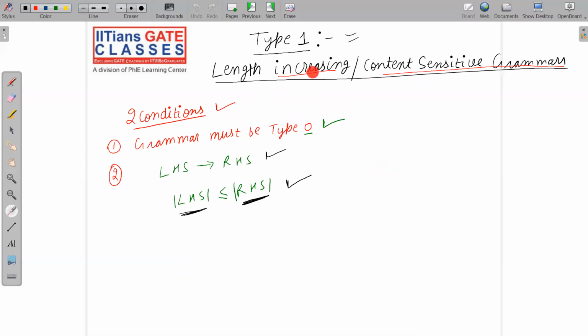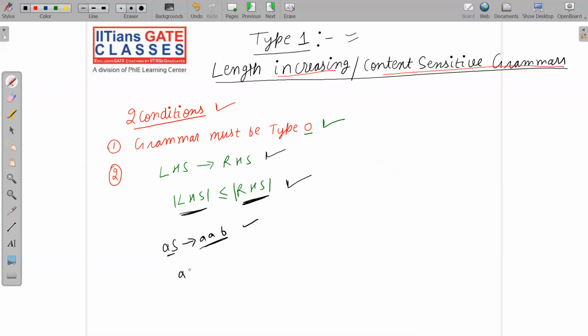Now type 1 is known as length increasing or context sensitive. Length increasing means that the length of LHS should be less than or equal to the length of RHS. Let me give you some examples. Like I say AS implies AAB. This is correct. The length here is 2, here length 3. We are not concerned about the number of terminals or non-terminals. We are just concerned about length.